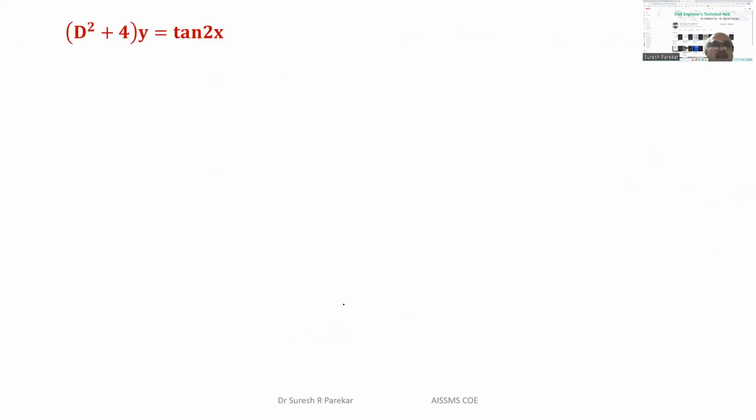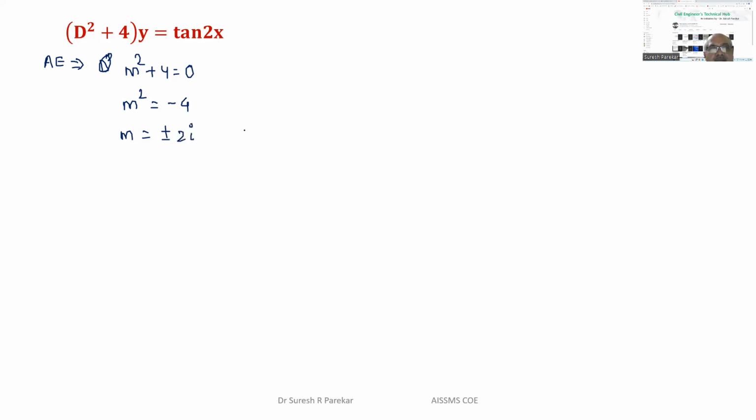Now we will go with one problem, that is D square plus 4 y equal to tan 2x. First we have to find the complementary function. The auxiliary equation is m square plus 4 equal to 0. So m square equals minus 4, and we get m equals plus minus 2i.